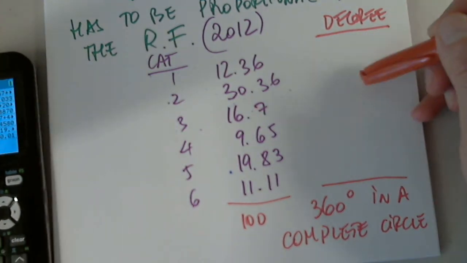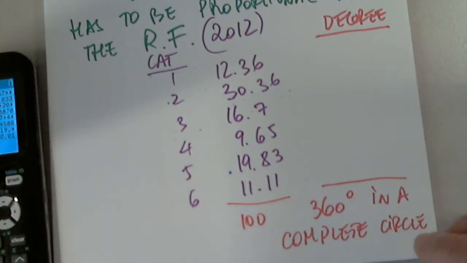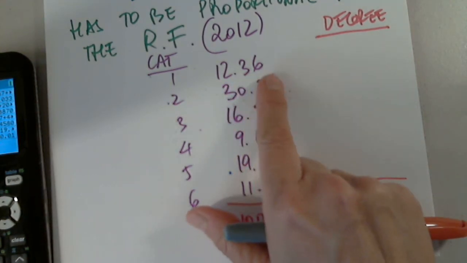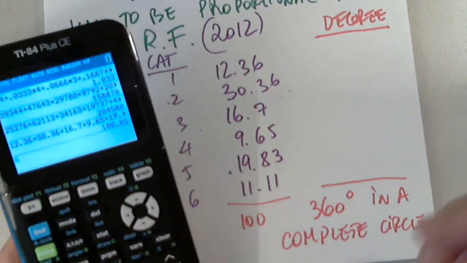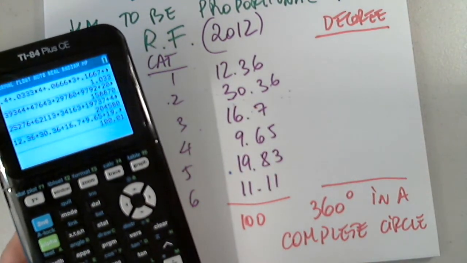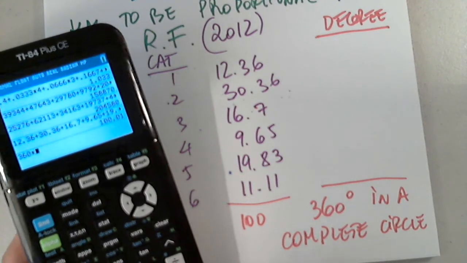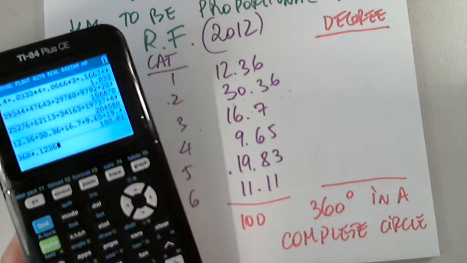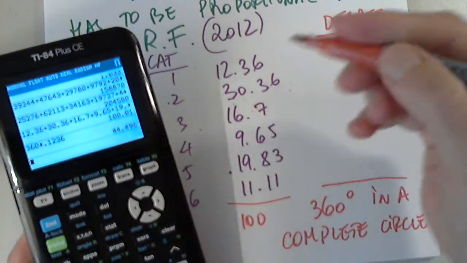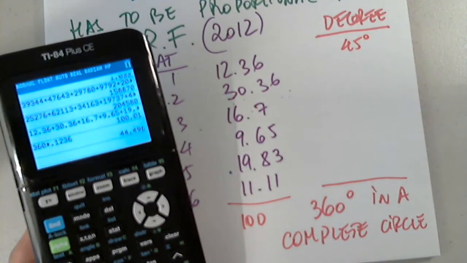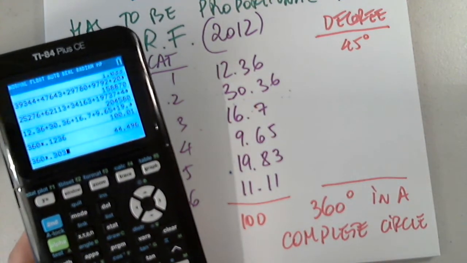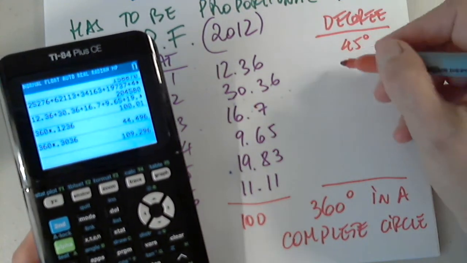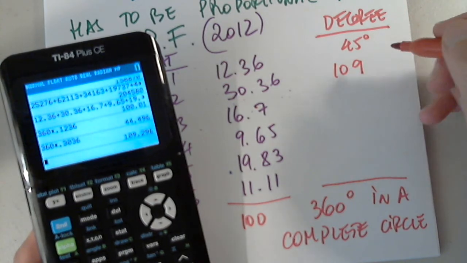And now we can determine the degrees here by simply taking 360 multiplied by 0.1236 and see how many degrees we get. And then we're going to try to estimate. It's not going to be perfect. So 360 multiplied by 0.1236, how many degrees roughly? I'm going to put 45, roughly. 360 multiplied by 0.3036, and I get roughly 109 degrees.